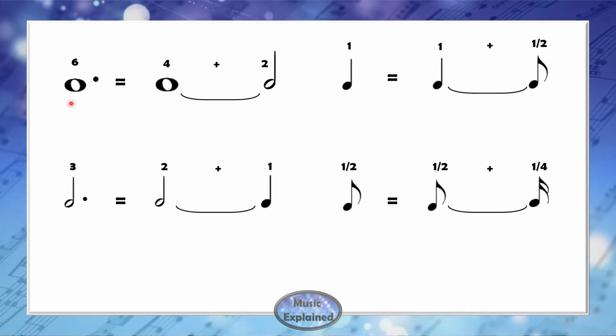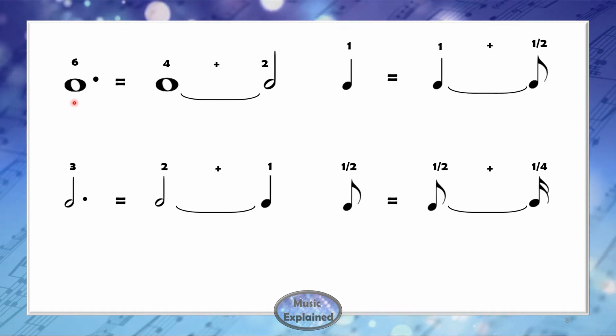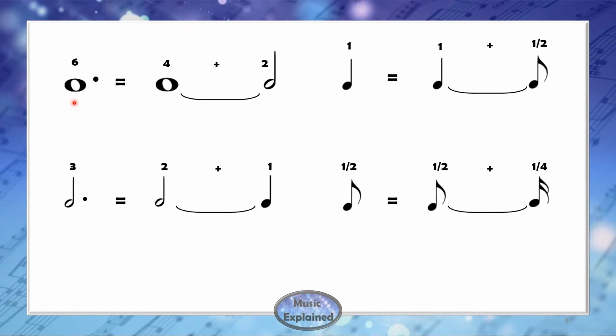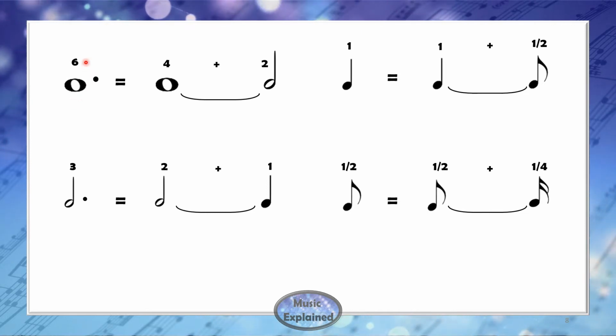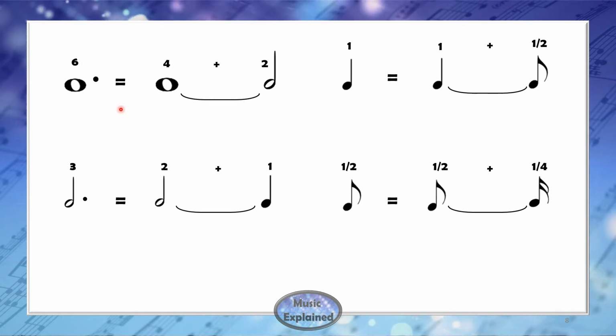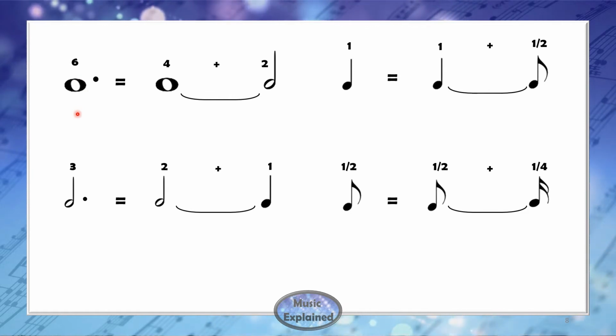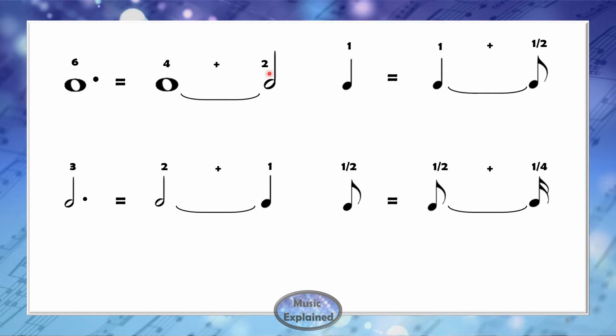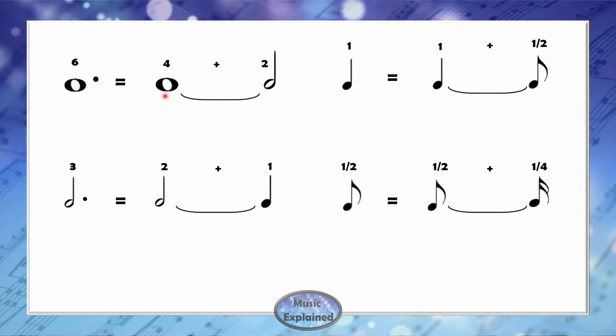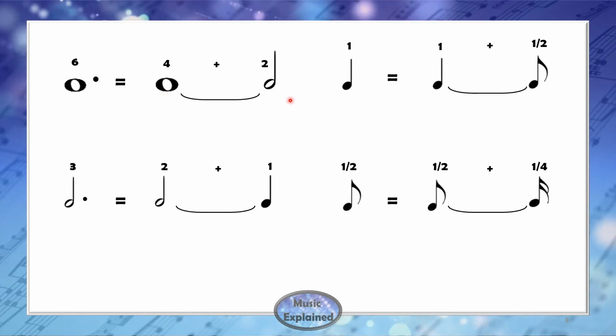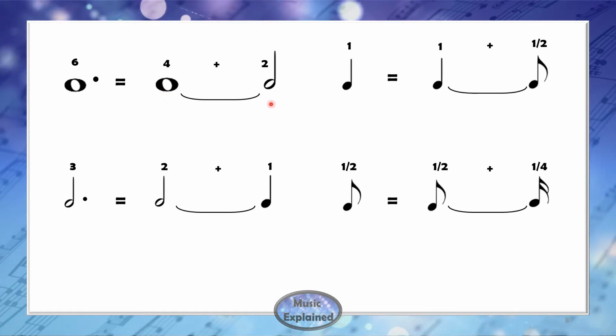For example, we have a dotted whole note. The dotted whole note is 6 beats. How did we get to the 6 beats? The whole note is 4 beats. Then we added its half. When we divide 4 in half, we get 2, which is a half note. So we're adding a whole note plus its half, a half note. That way we got to the 6 beats.